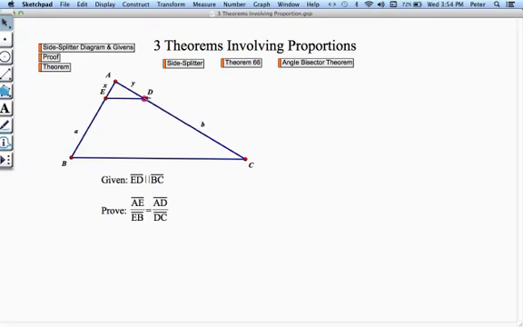But the theorem is true if ED crosses the two sides of the triangle very close to that vertex or very far away. It really doesn't matter. It's going to hold true that AE, which I've called X, over EB, which I've called A, equals AD, what I've called Y, over DC, what I've called B. All right, let's walk through the proof just to see where this comes from.